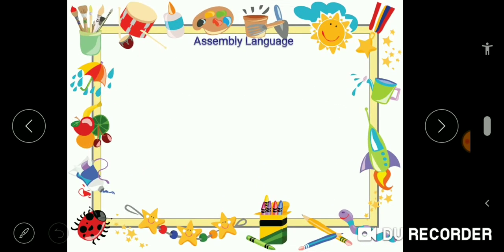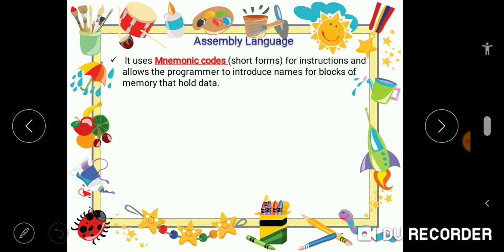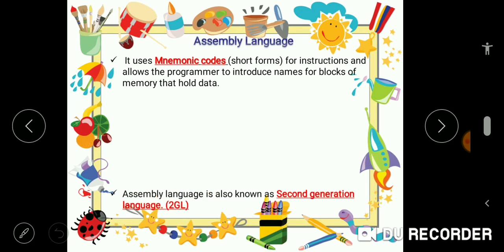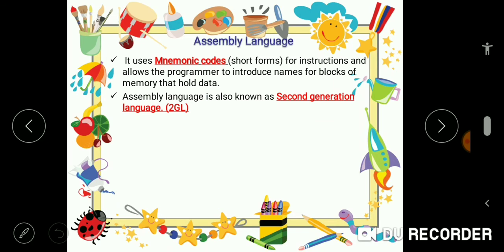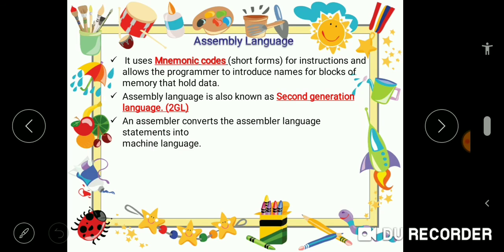Now, we will study assembly language. Assembly language is a slightly more user-friendly language. It was developed to overcome some of the many inconveniences of machine language. This language uses symbols in place of 0 and 1. The symbols are known as mnemonics, which are written in English instructions. Assembly language is also called second generation language.